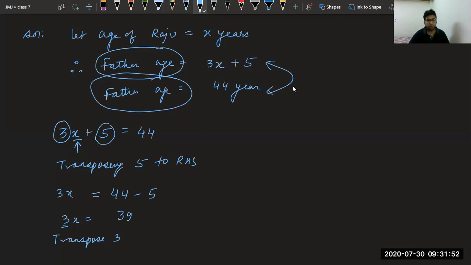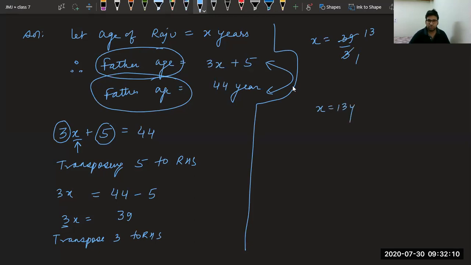Now, transpose 3 to RHS. What will you get? We will get x is equal to 39 upon 3. And we can solve this. 3 ones are 3. 3 threes are 9. X is equal to 13. Okay. Now, let's take 4.4 exercise now.